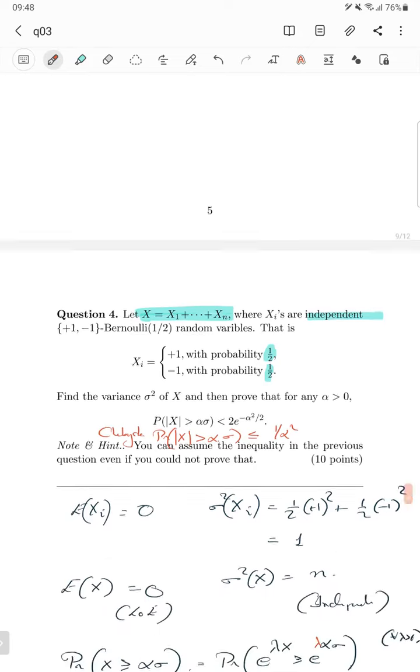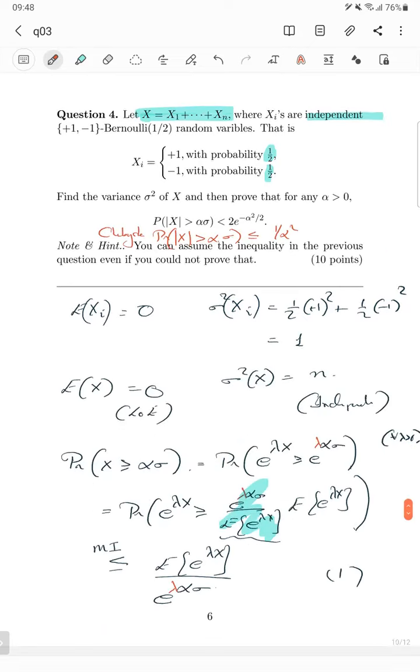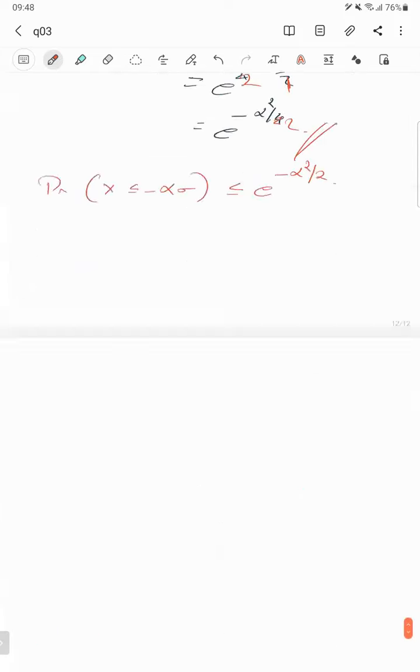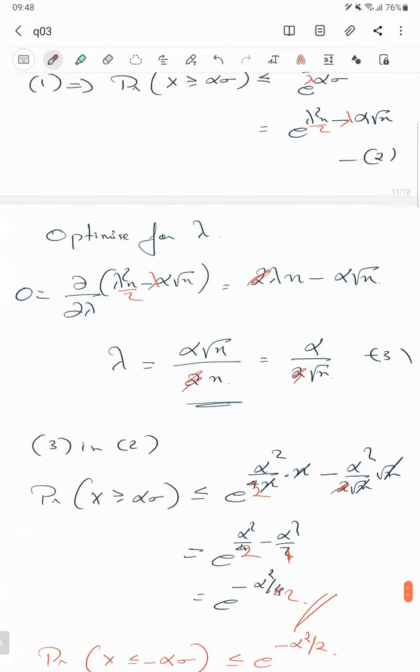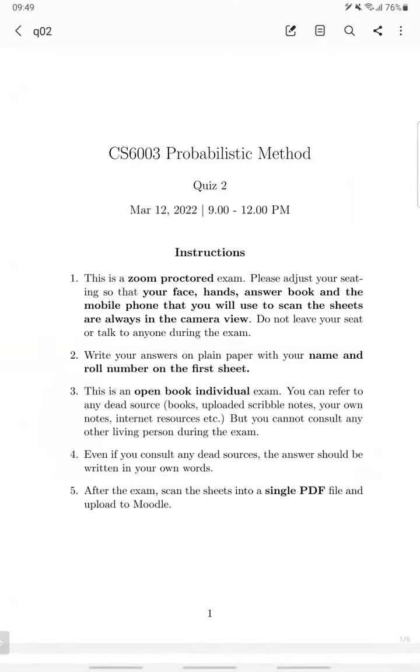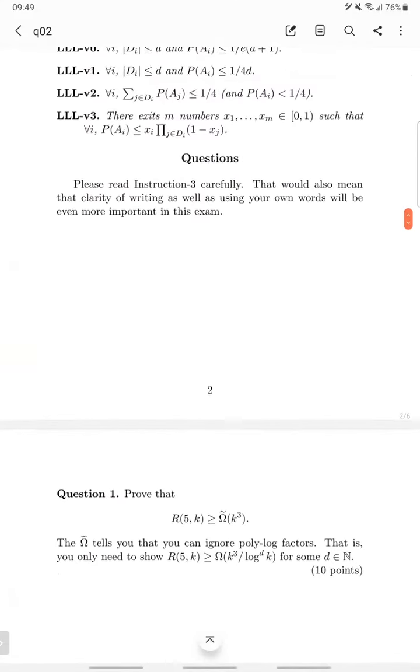Any doubts here? We are at 9:48. Should we move on to the other quiz? For the second quiz, if you have any doubt, then we can discuss that.